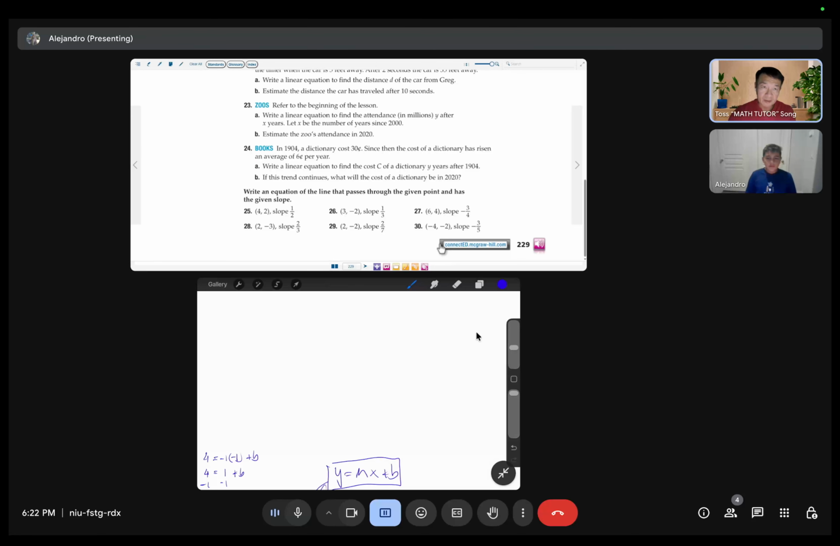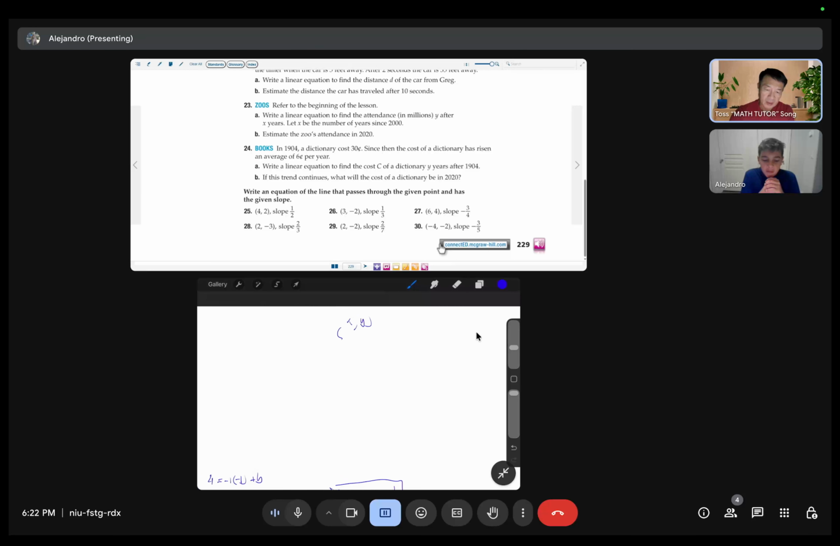If you ever see a problem with the y-intercept as a point, let me have you look at this. (x, y). Y-intercept means that your x is 0, but your y is some number. I'm making this up, this is an example. And let's just say your slope is 4.